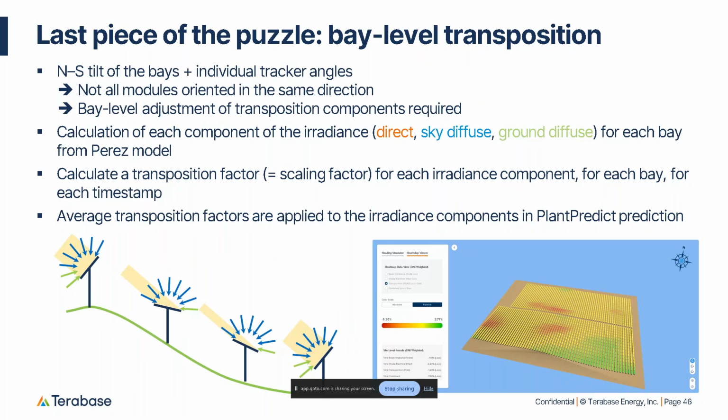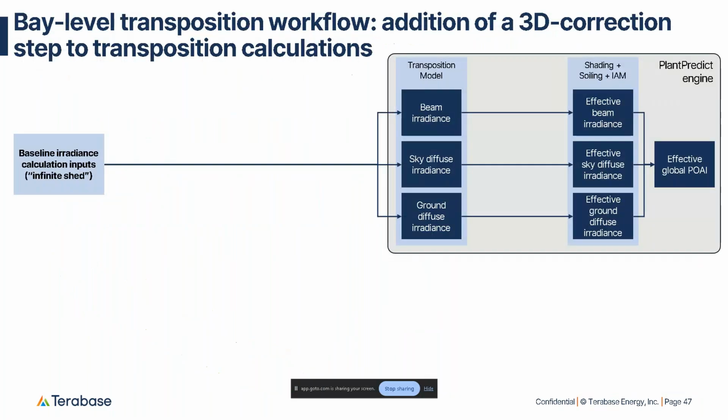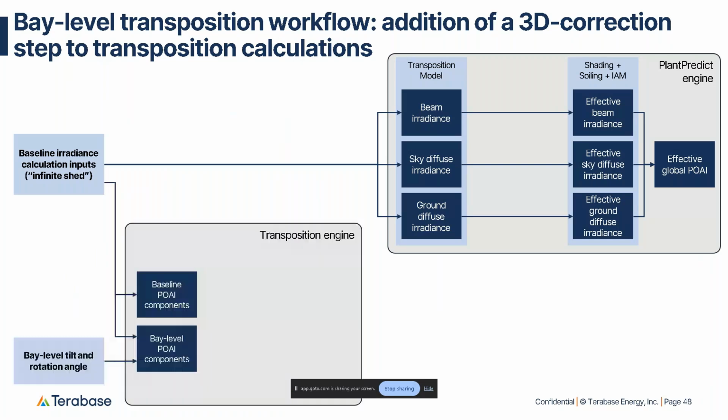In terms of workflow, this is how it looks. This is the standard case without 3D transposition. You take your baseline irradiance calculation inputs from your infinite shade, you do your transposition model, you get your 3 components of irradiance, and then you pass these through all your other effects, shading, soiling, IAM, and you get an effective global irradiance.